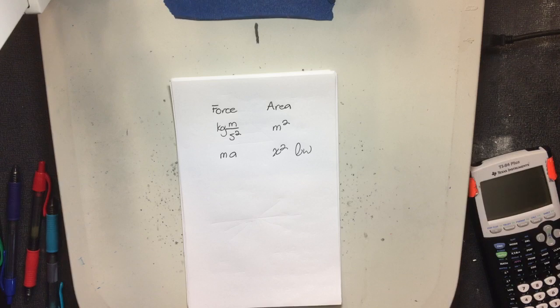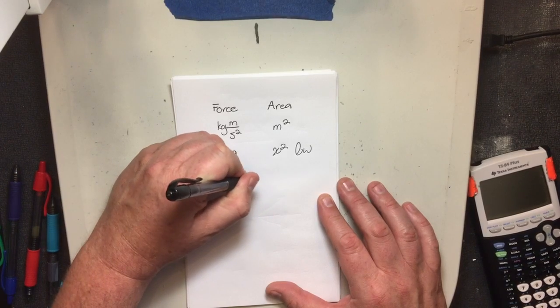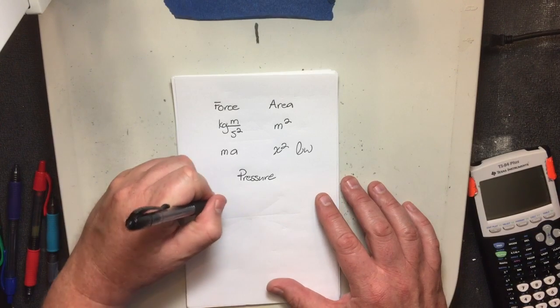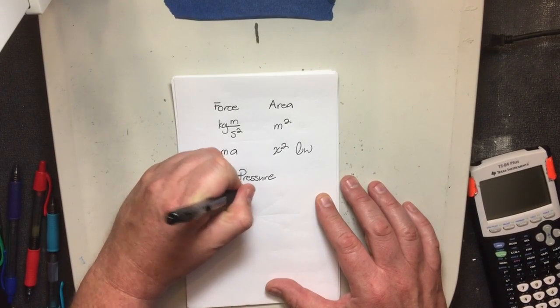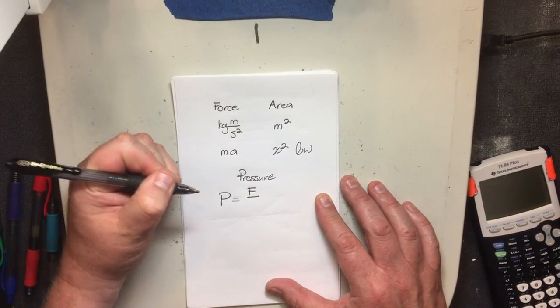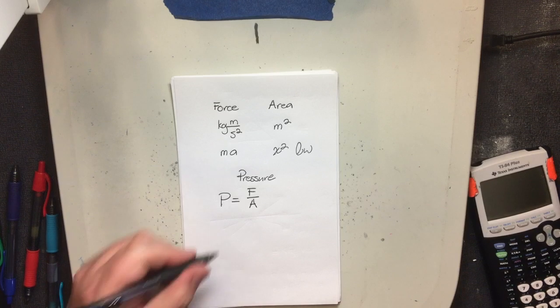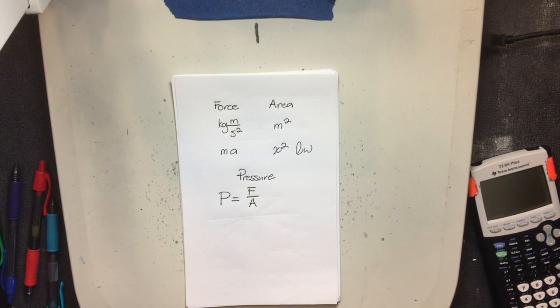And what we're going to do is talk about a new concept called pressure. Now, pressure, which we will go with P, is force divided by area. So one of the units that you typically hear is pounds per square inch. What we're going to do is talk about the metric system version.